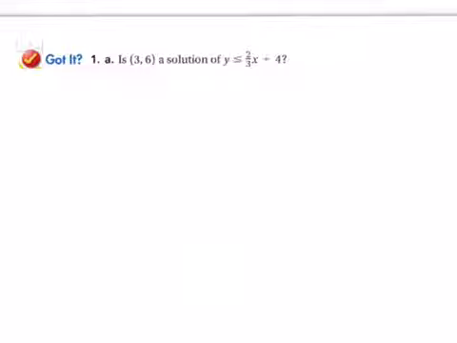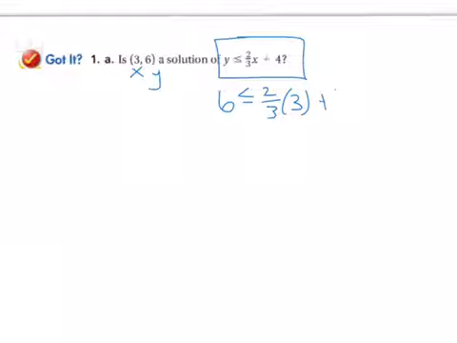Okay, so here's one for you guys to try. You can take a moment and try it. I'm also going to work it out side by side with you. So we have our ordered pair 3, 6. That's my x and y. We have my inequality to see if it's a solution. Where I see y, I'll plug in a 6. Where I see x, I'm going to plug in a 3.